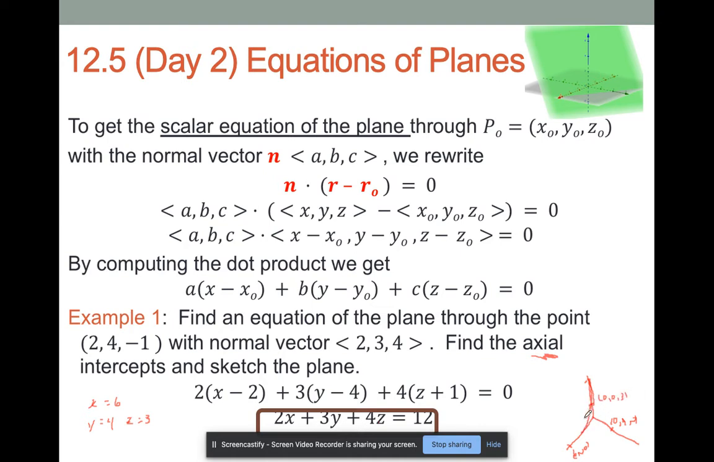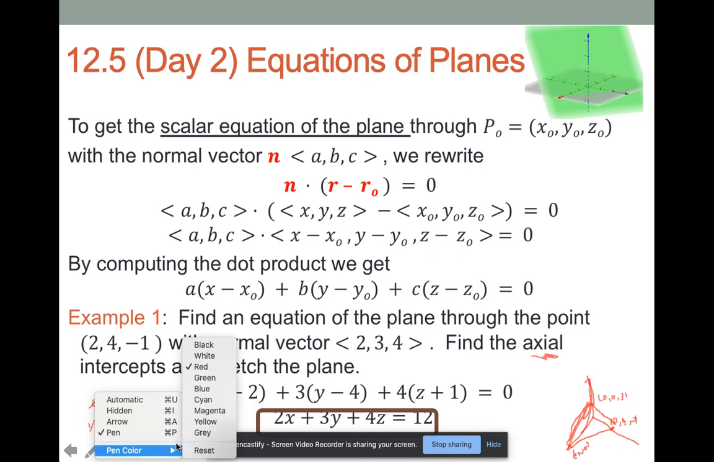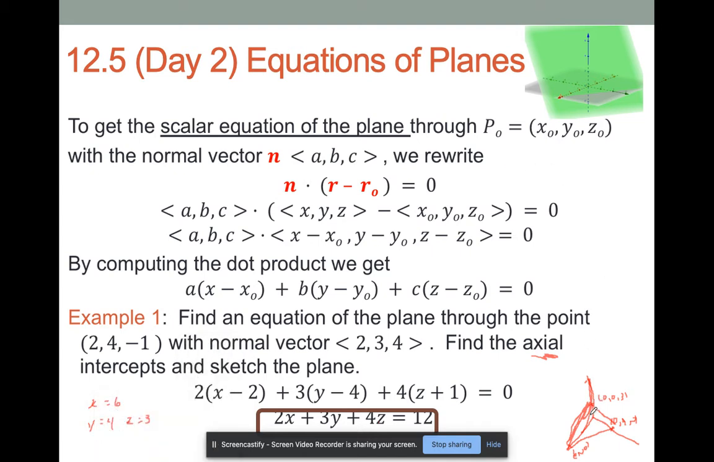Draw the traces. The xz trace. Oh, it's so terrible. The xy trace. And the yz trace. And there is the image of the plane as it comes through that first octant. Up here, I've got a link to a GeoGebra picture of this.